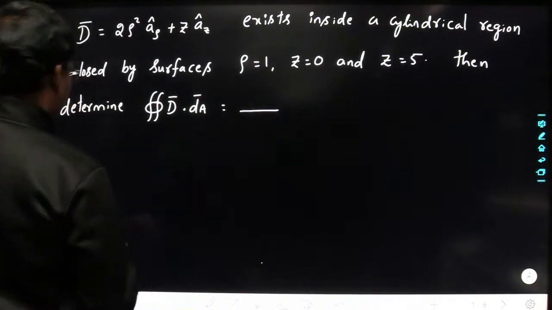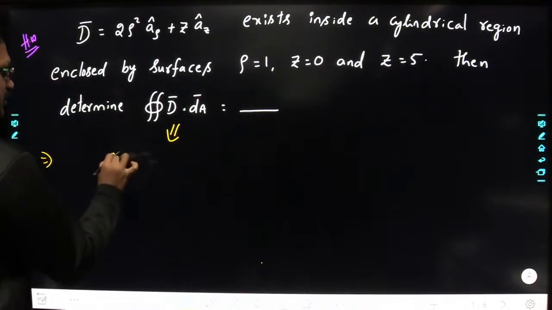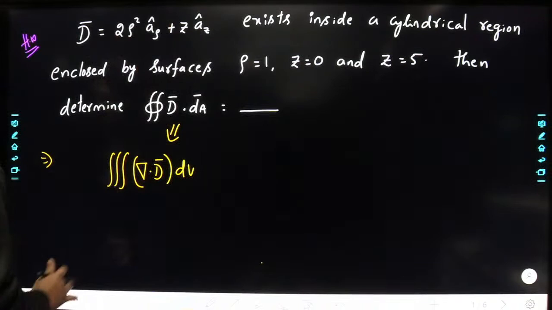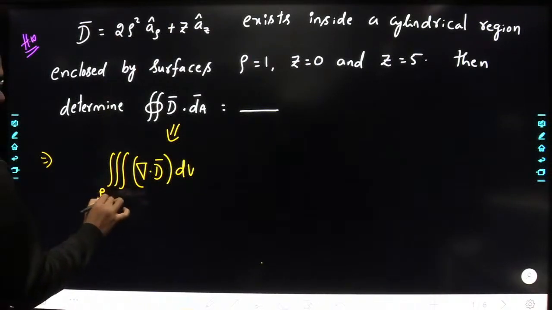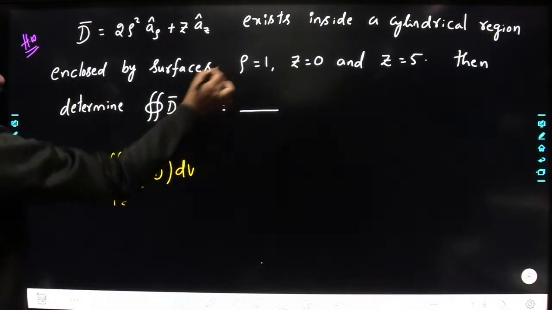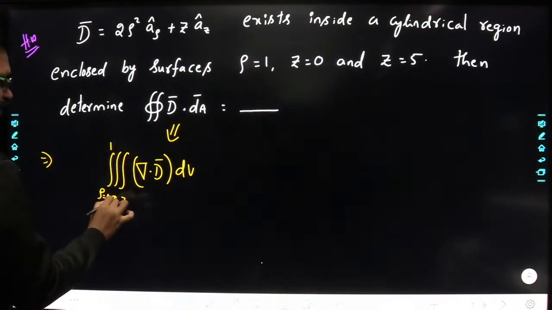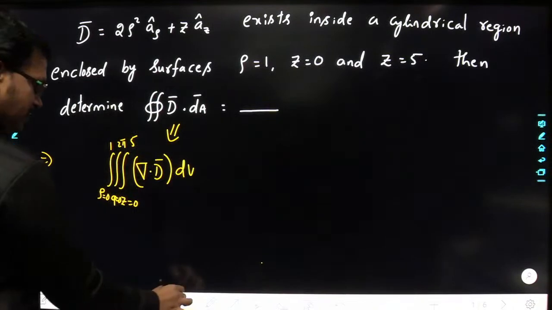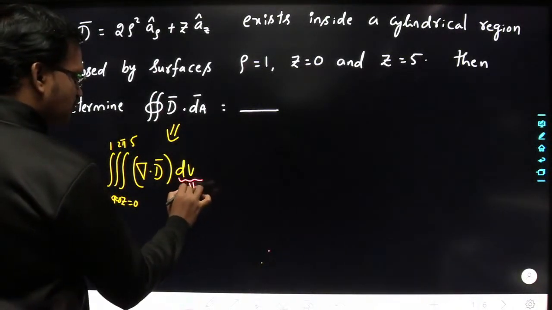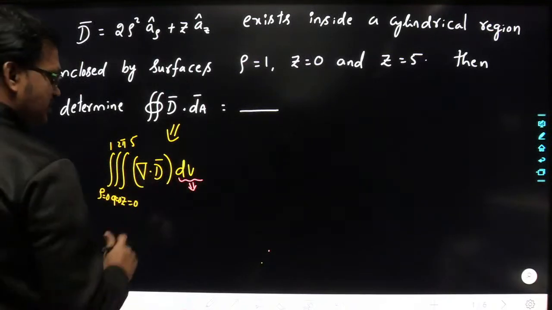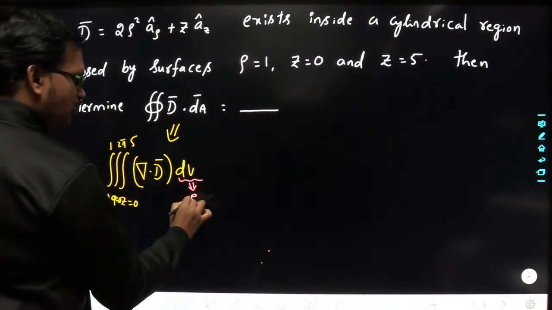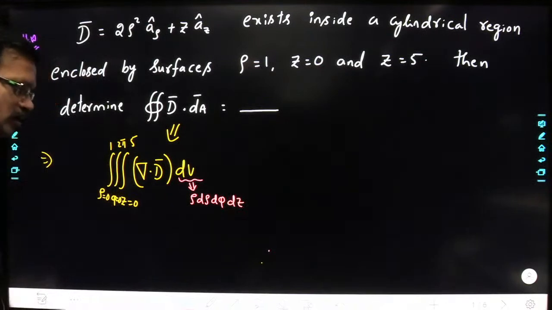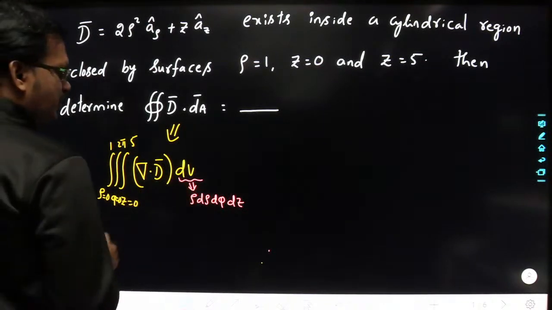From divergence theorem, we know that I can represent this as triple integral divergence of D bar into dv. Here we are using cylindrical coordinate system, so the variables are rho, phi and z. Rho is varying from 0 to 1, phi from 0 to 2 pi and z from 0 to 5. In cylindrical coordinates, dv is the product of the three differential lengths: rho d rho d phi dz. So this is the differential volume.